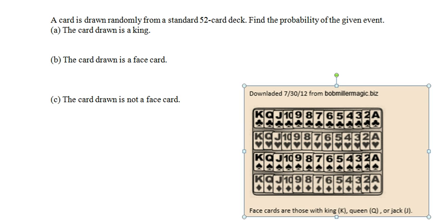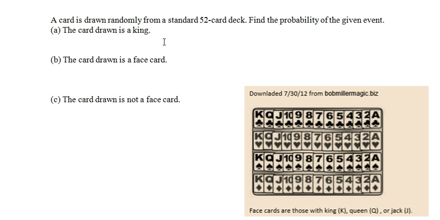So the probability is 4 out of 52, or 1 out of 13. 1 king in every suit.